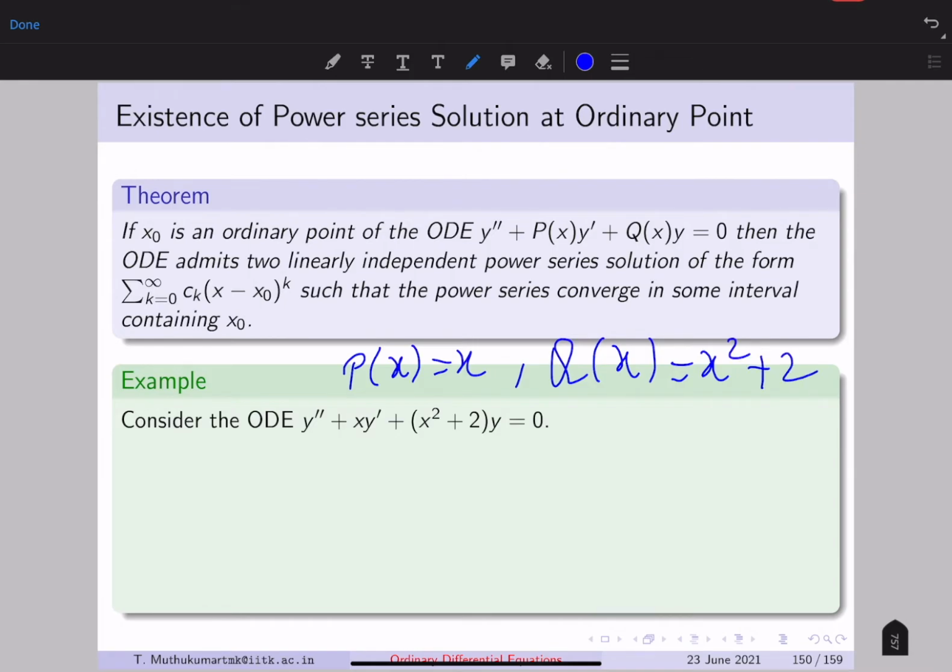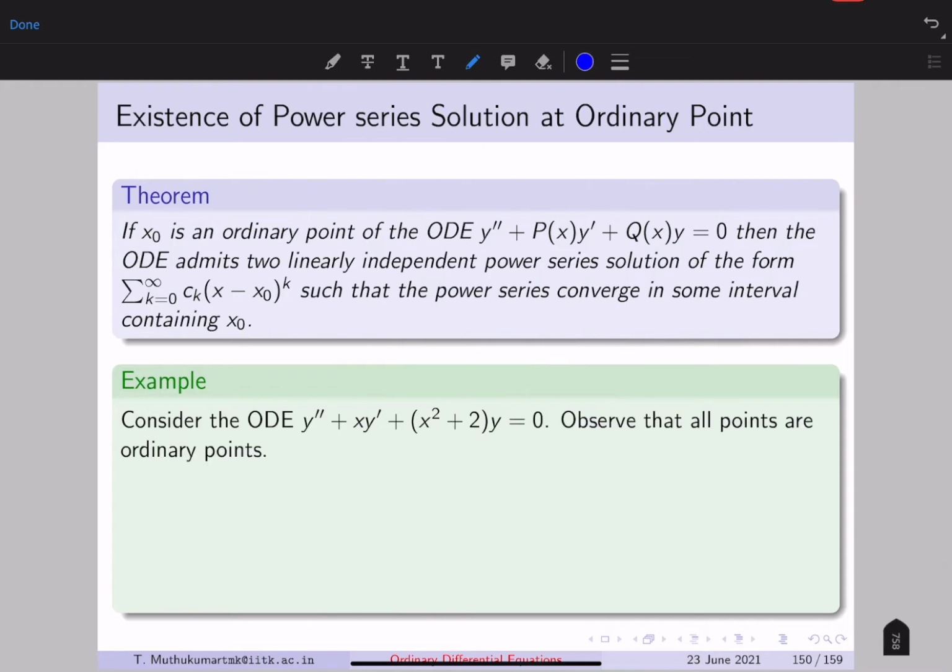Okay, second order ODE. From here we know that all the points are ordinary points because the given functions are analytic by themselves. We have already seen that in the same example that we did before, right? So all the points are ordinary points here. Okay, so let's find a power series solution about the point x0 equal to 0, right?